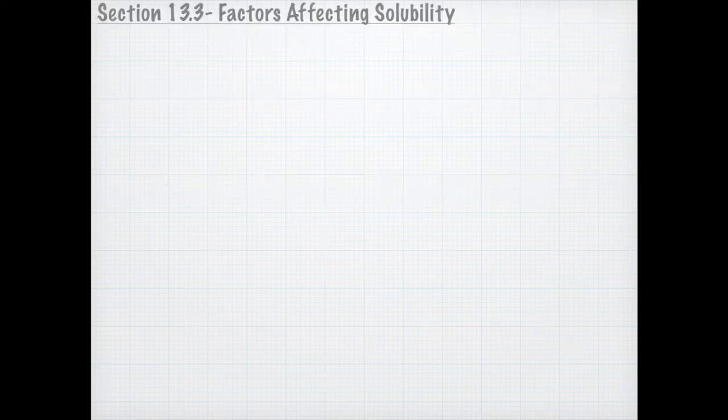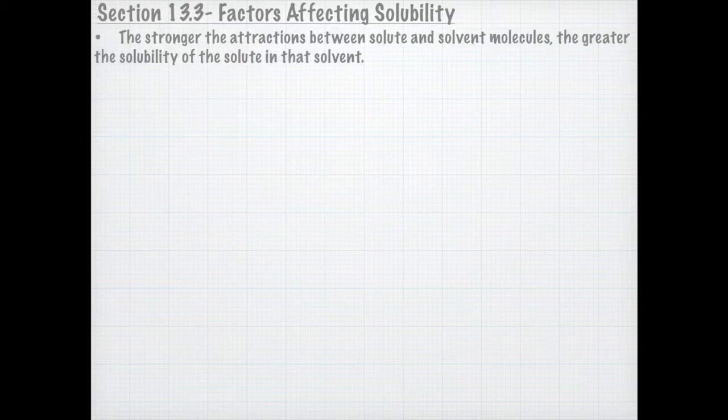In this section, I'm going to talk about factors that affect solubility. Now, this is just going to be the very beginning of talking about factors that affect solubility. In the next video, we're going to study this in detail. But just to continue on with our conversation about intermolecular attractions, the stronger the attraction between solute and solvent molecules, the greater the solubility of the solute in that solvent.